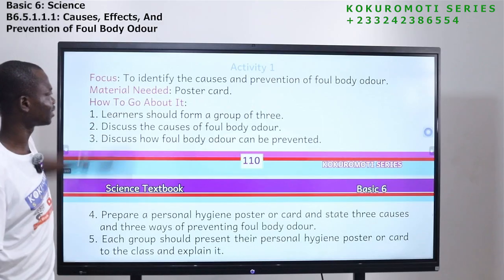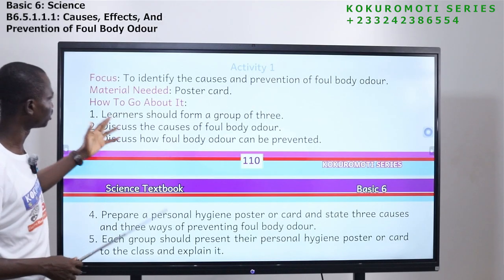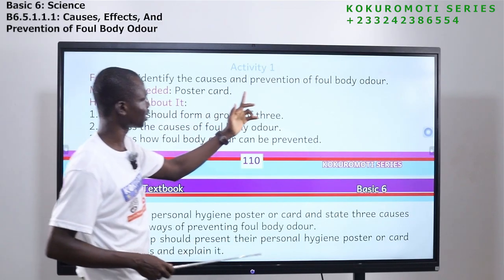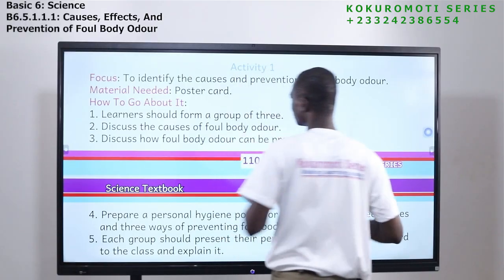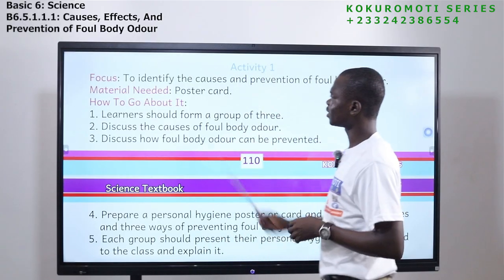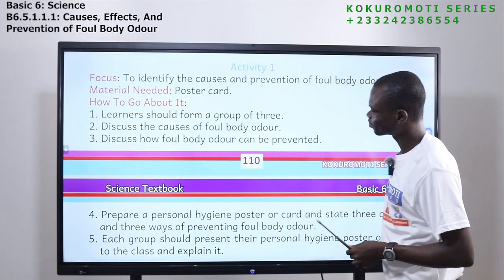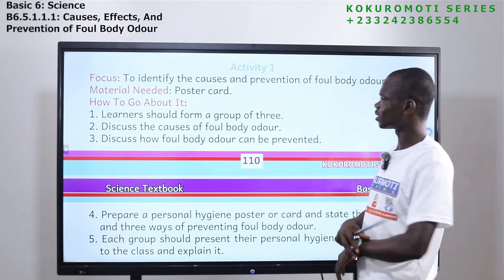Okay, now let's look at this activity. Activity 1, what's the focus? The focus is to identify the causes and prevention of foul body odor. So we are going to look at the causes. Material needed: poster, card. Okay, so how to go about it?